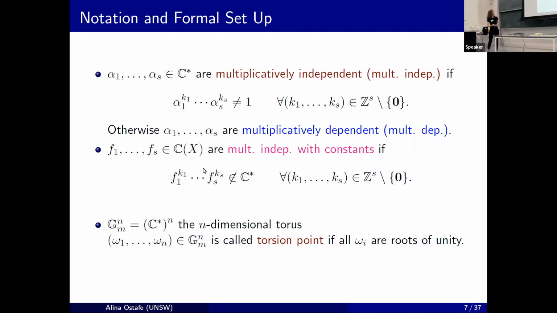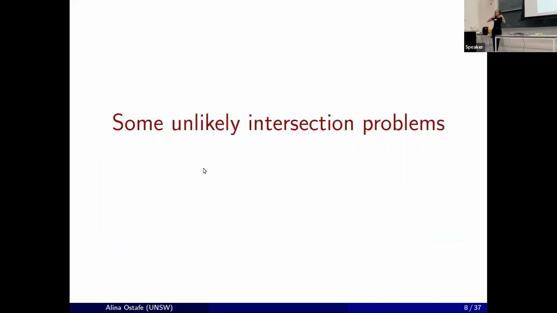All right. So I will start with some unlikely intersection problems. Then I will move to GCD problems, which will be consequences of finiteness results in this of unlikely intersection problems. And the last part of my talk will be about linear recurrences.